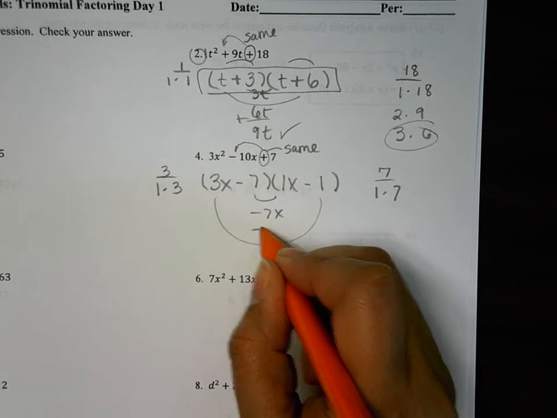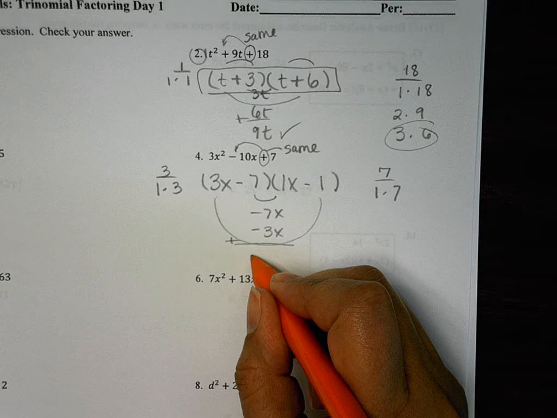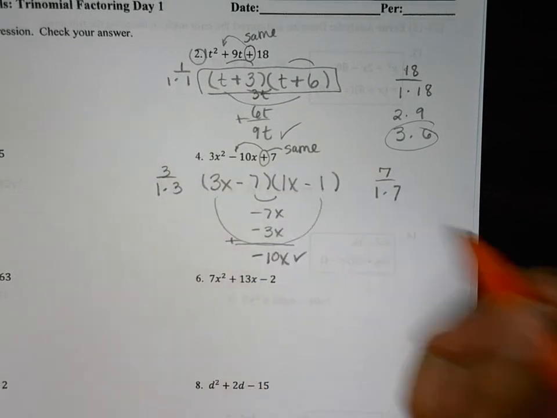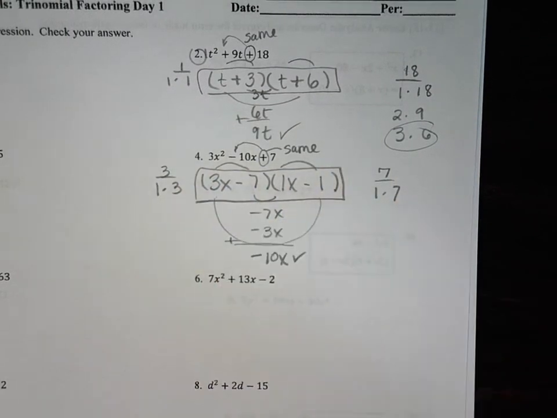Let's check. Negative 7x, what's the outside? What does that add up to? 10x. Negative 10x, is that the middle term? Yep, we're happy. And we box it in.